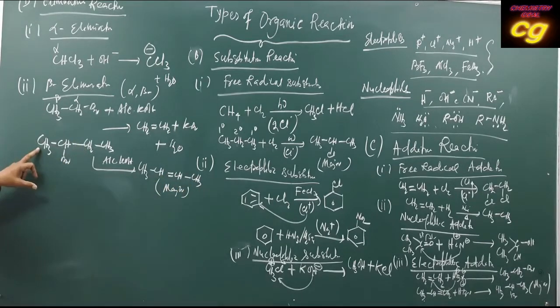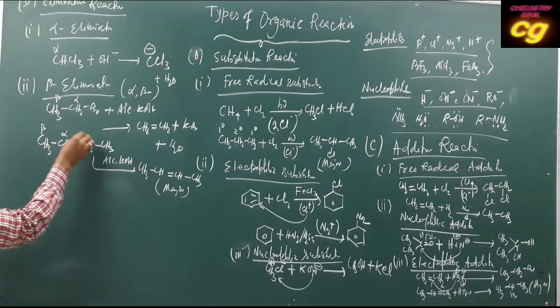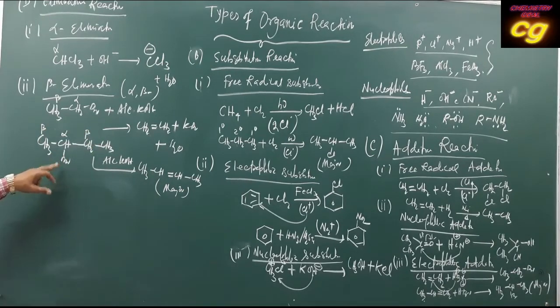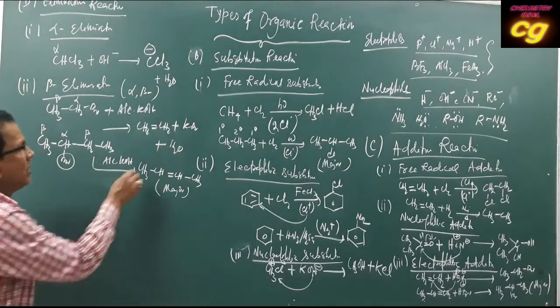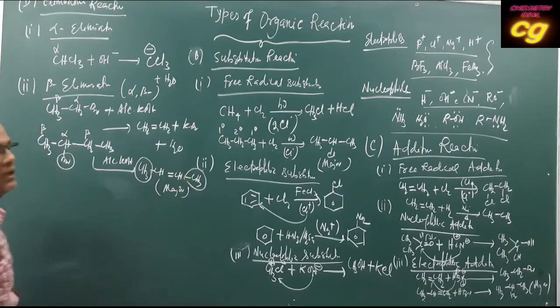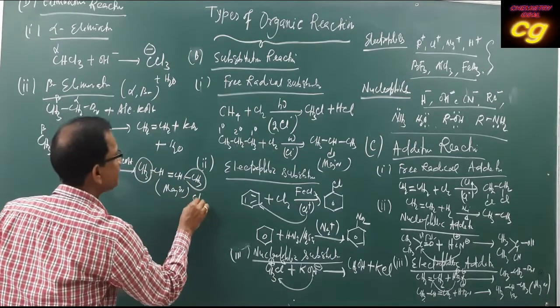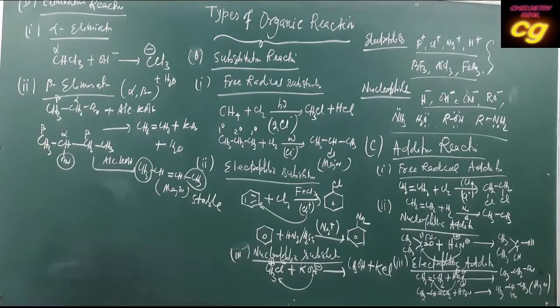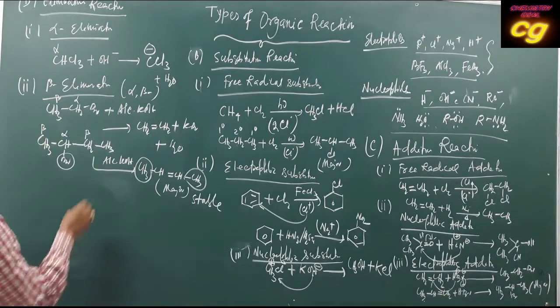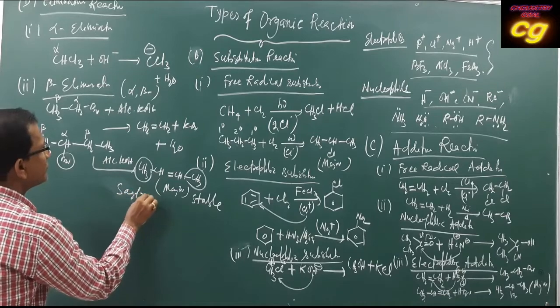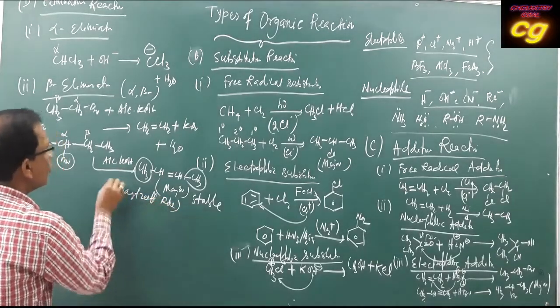This is alpha, this is beta. Alpha means the functional group, the first carbon is alpha, then beta. So hydrogen can be removed from the beta carbon, but from this carbon is the major product, because this alkyl substituted product is the more stable product. This rule we will discuss later, that is the Saytzeff rule. This is called the Saytzeff rule, the more stable product.